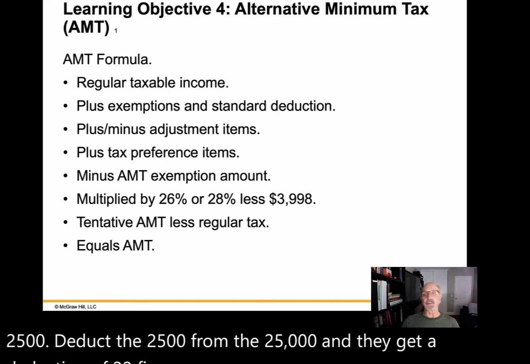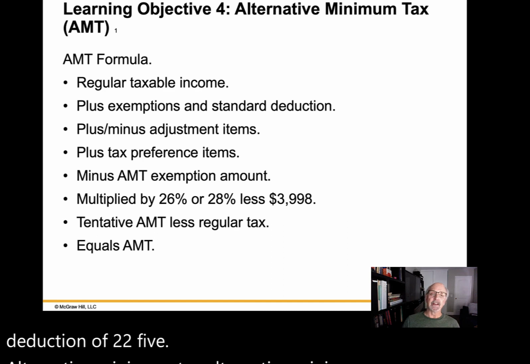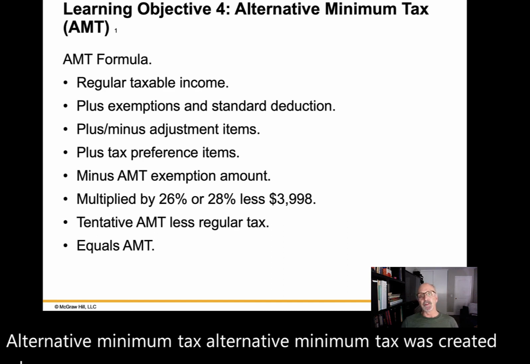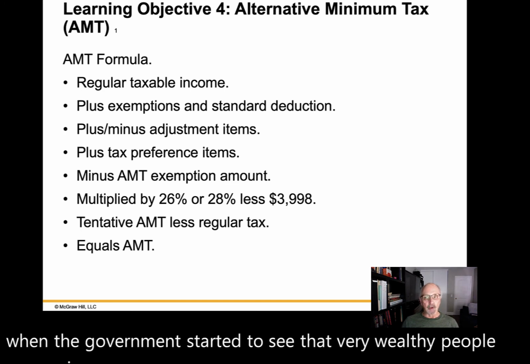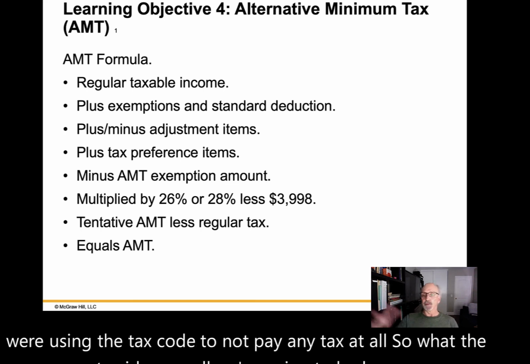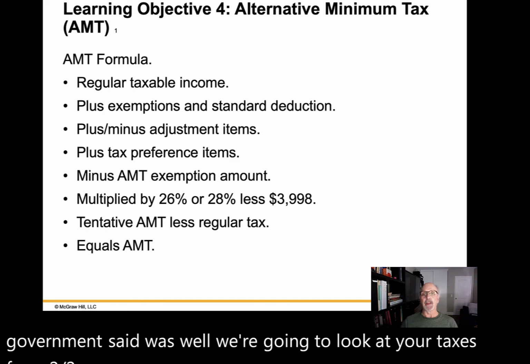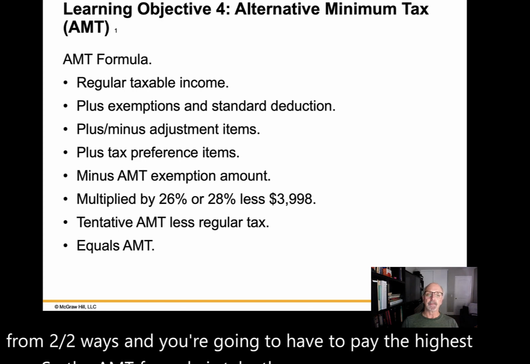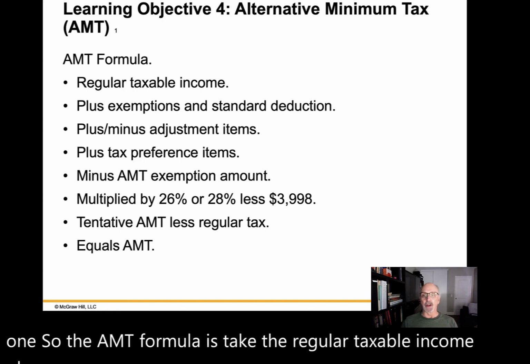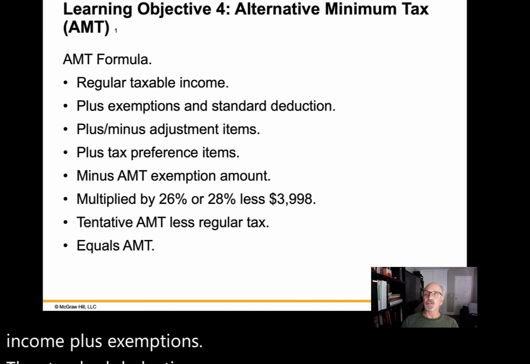Alternative minimum tax. Alternative minimum tax was created when the government started to see that very wealthy people were using the tax code to not pay any tax at all. So what the government said was, well, we're going to look at your taxes two ways, and you're going to have to pay the highest one. So the AMT formula is: take the regular taxable income plus exemptions and standard deduction, plus or minus any adjustments, plus tax preference items, and then subtract the AMT exemption amount.